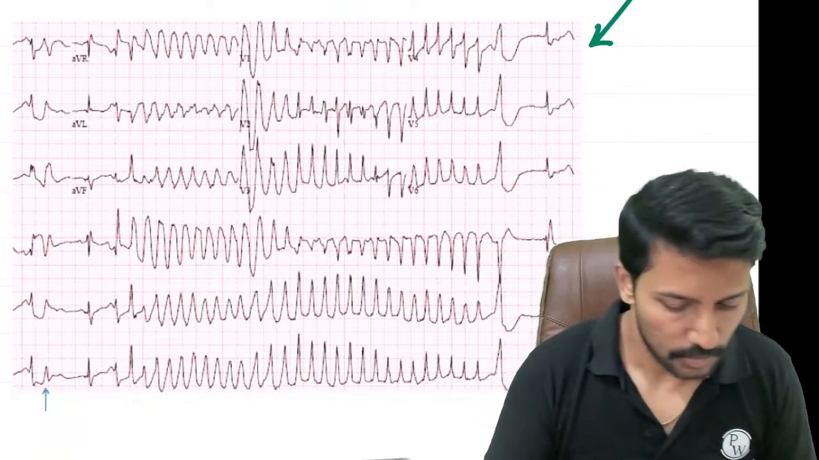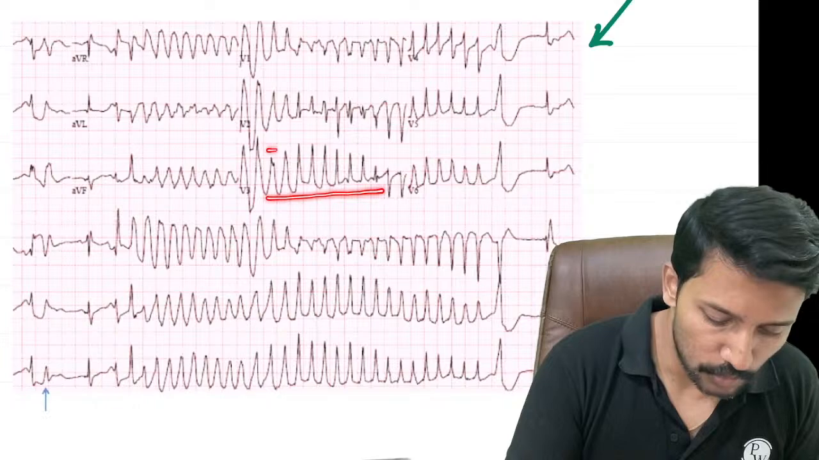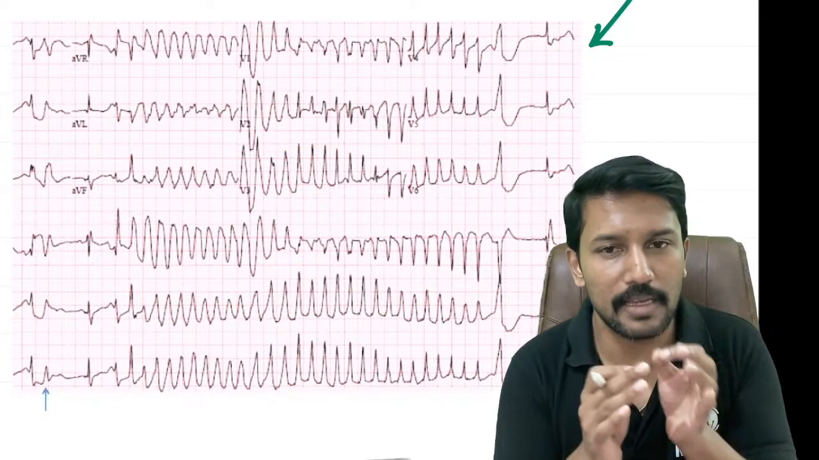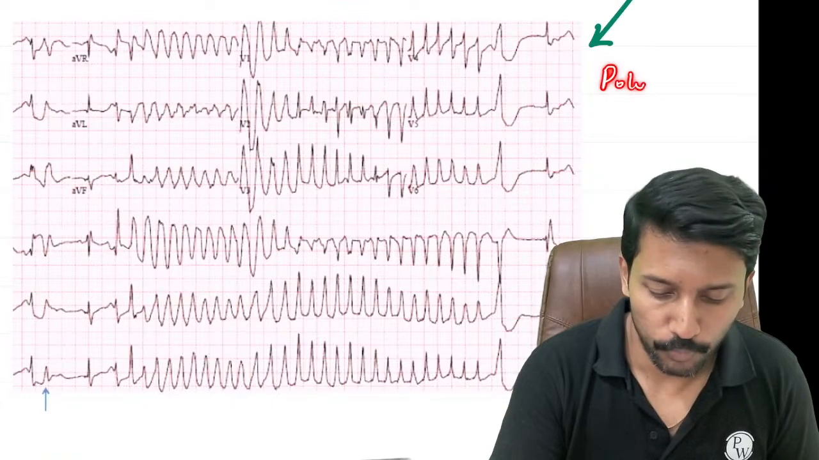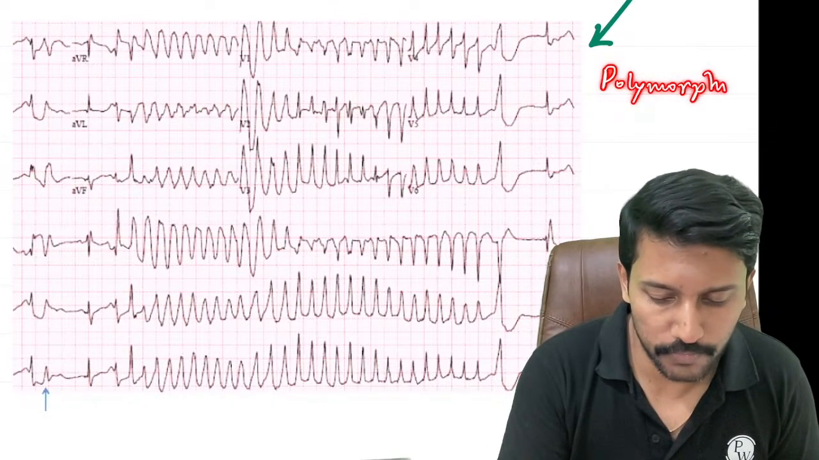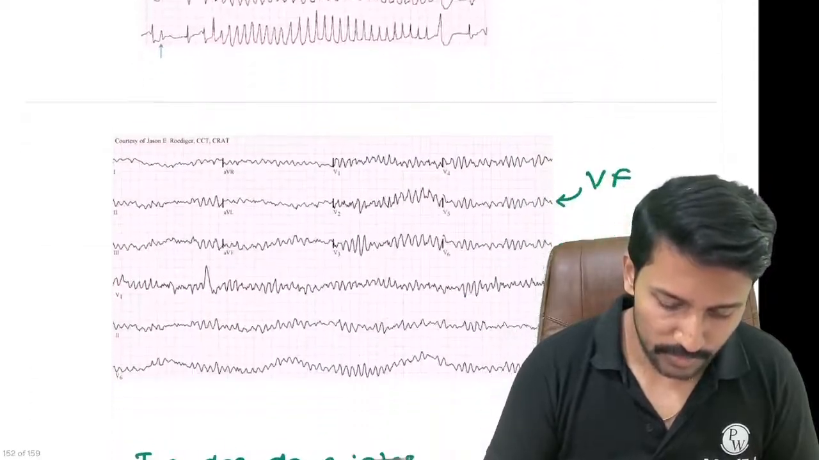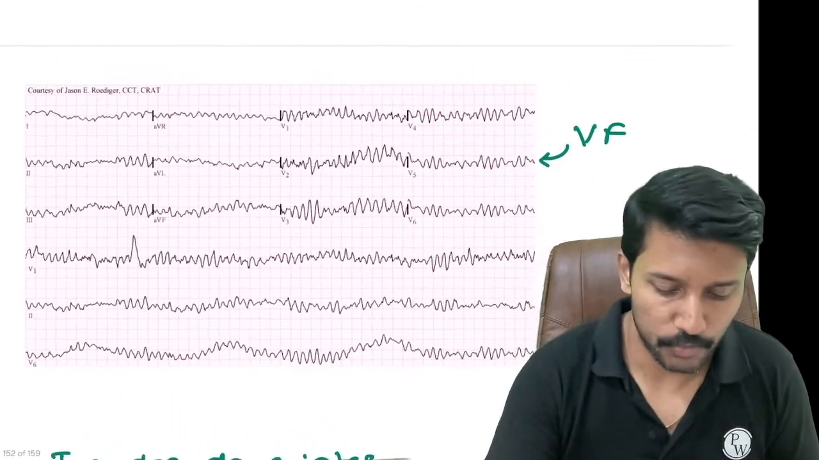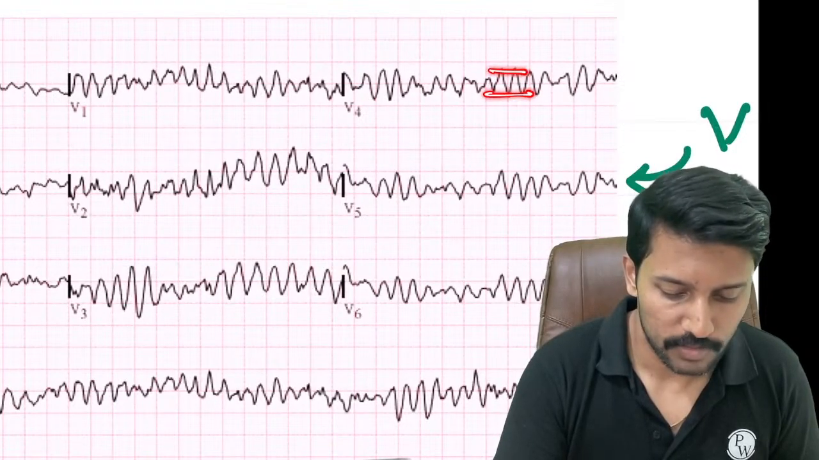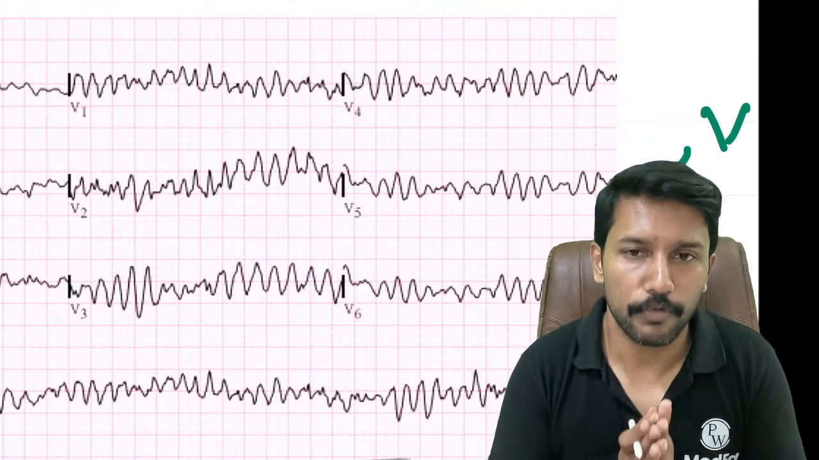This also appears normal. But the change is that the morphology of the QRS complexes varies in any given lead, right? It is not the same. So this is a polymorphic VT. In polymorphic VT, the amplitude is normal. But when you look at this bottom image, the amplitude is very small, right? Small amplitude and varying morphology. This is what we call ventricular fibrillation.